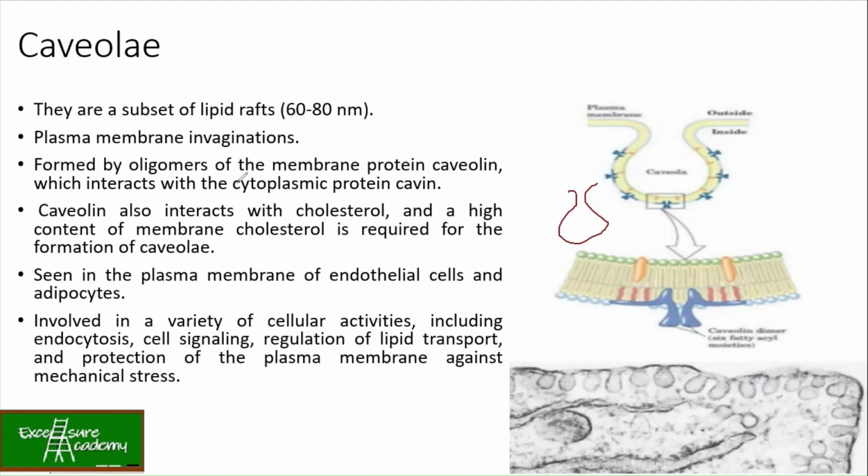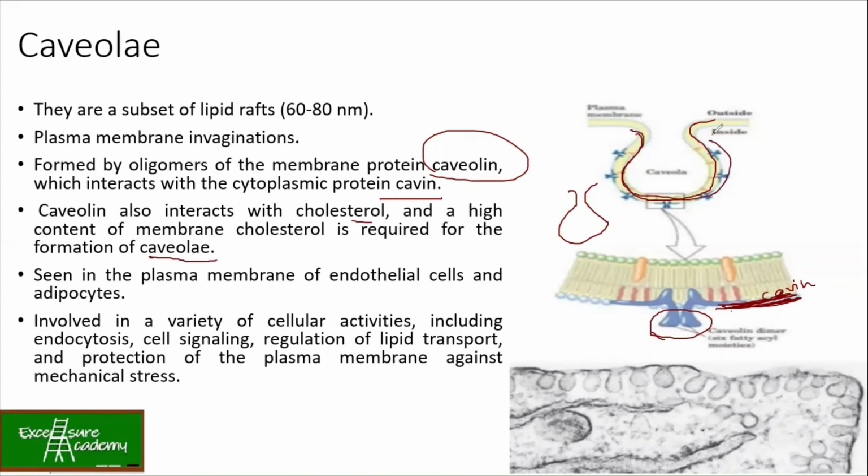So they are formed by the oligomers of the membrane protein caveolin, which interacts with the cytoplasmic protein caveolin. Now what does this mean? See on the surface here. Okay, this is the cytoplasmic region of your plasma membrane. So it has got a protein called caveolin, to which your caveolin as a dimer comes and binds and helps in the formation of the invagination. Okay? So caveolin interacts with cholesterol. A high content of membrane cholesterol is required for the formation of the caveolae. So what they form is the caveolae.